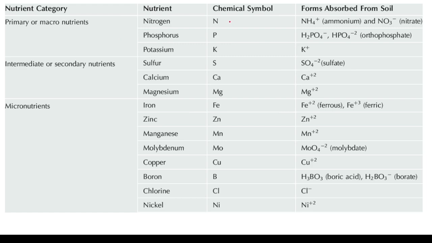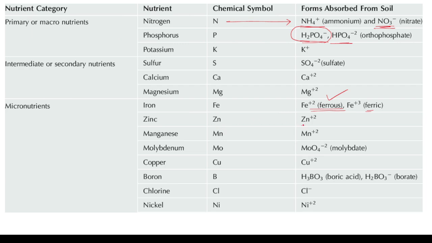Now, in which form are they available? Like in the case of nitrogen, it can be available to the plant in two forms, okay, as ammonium and as nitrate. Phosphorus can be found as H2PO4 minus and HPO4 double minus, but maximum phosphorus is found as H2PO4 minus. Then potassium as the potassium ion K plus, sulfur as the sulfate ion SO4 2 minus, calcium 2 plus, magnesium 2 plus, iron generally in the ferrous form. Maximum availability is in the ferrous form. The ferric form is very less available.